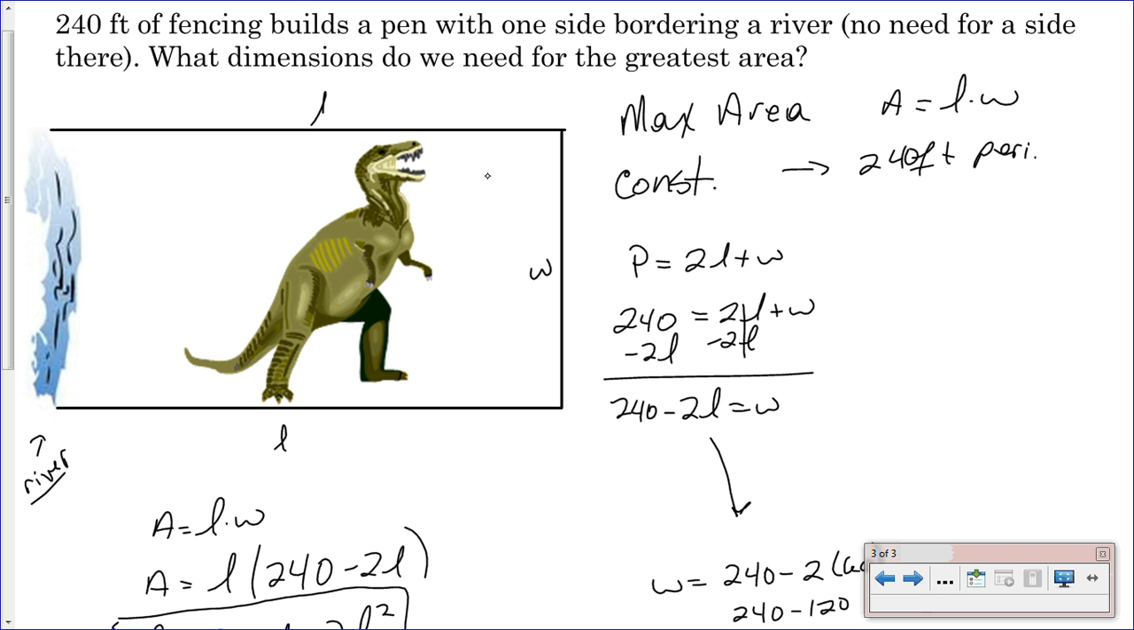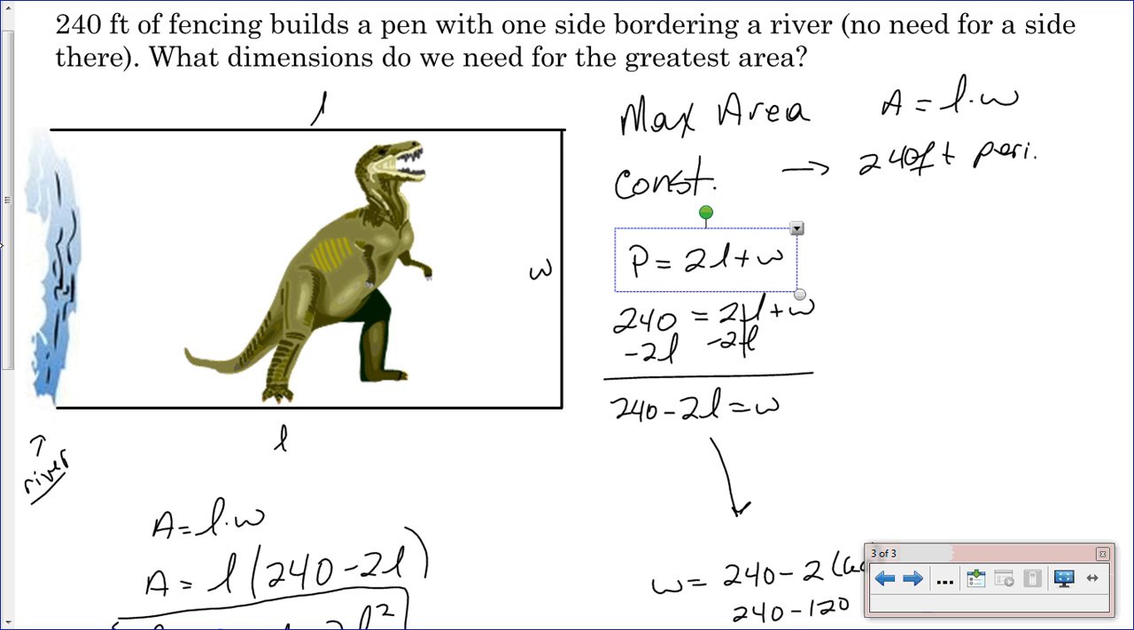You got to define your problem. Well, our problem is maximum area. So area is length times width. Then you got to define your constraint. Our constraint is 240 foot perimeter. It still has to have a 240 foot perimeter. Now define your constraint equation. So our perimeter is 2L plus W. That's our constraint equation, because we don't have a width on this side anymore. So that's why it's not 2W, because we've only got this one width here to worry with.